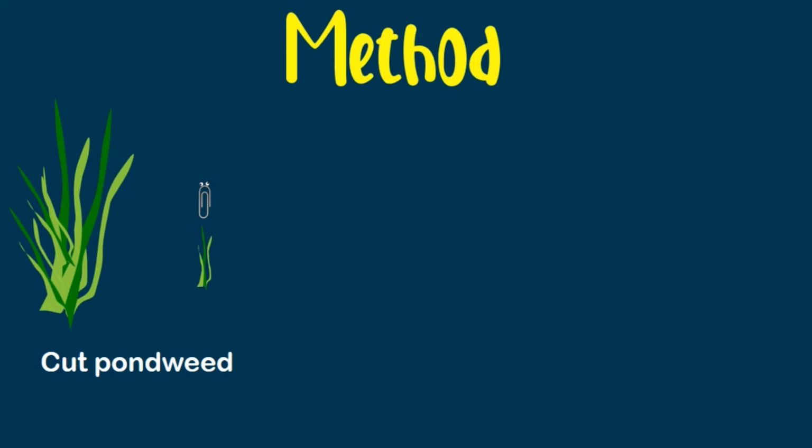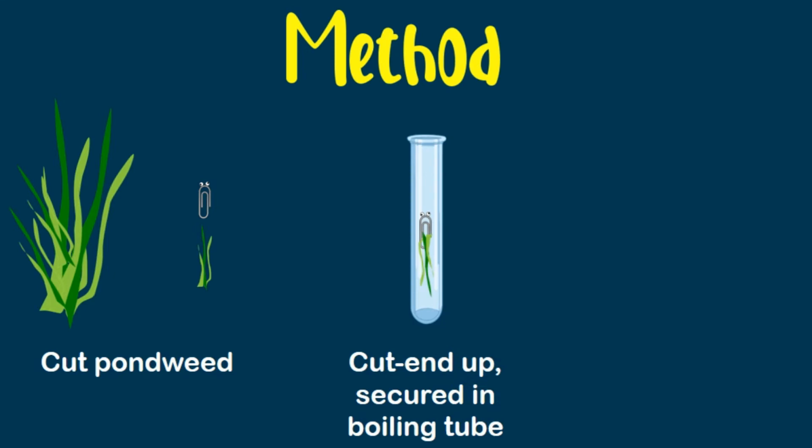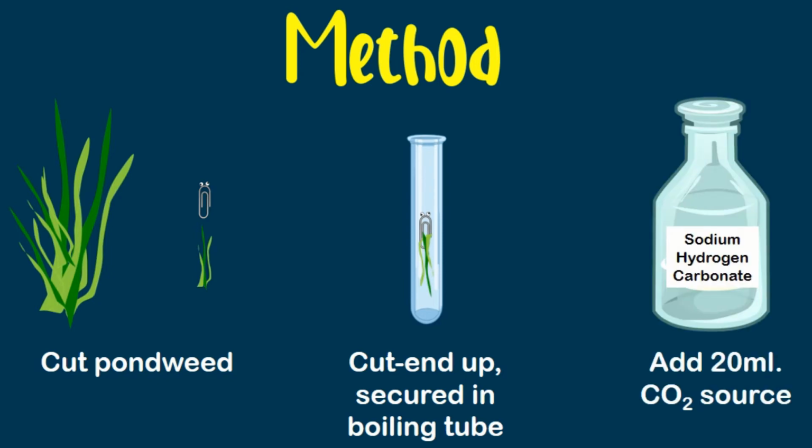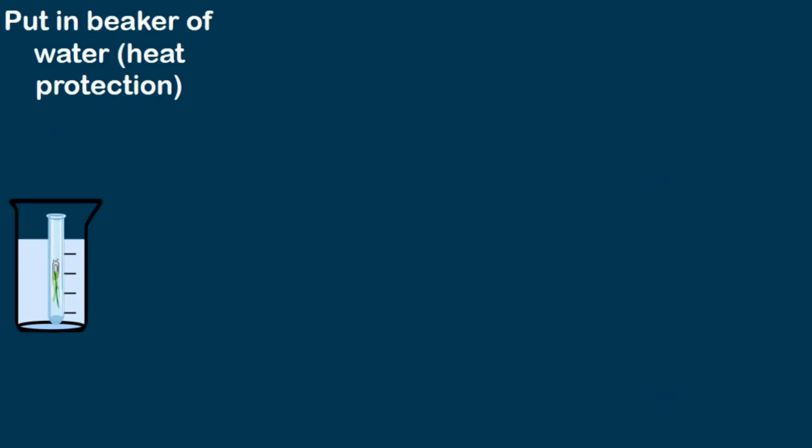And you cut a known size of it, and you take a little paper clip that does or does not have eyes, that's your choice, and you put it with the cut end facing upwards into a boiling tube, like you can see I've done there, and then you add 20 milliliters of something called sodium hydrogen carbonate. Basically, it's a liquid that's going to give CO2, carbon dioxide, to our plant. Now, the next thing you do is you put that whole tube in a beaker of water, because that water is going to offer heat protection from the lamp we're going to use that provides the light. Because the temperature could change the reaction, we want to try and prevent that from happening, so we use a beaker of water to shield it from the heat.